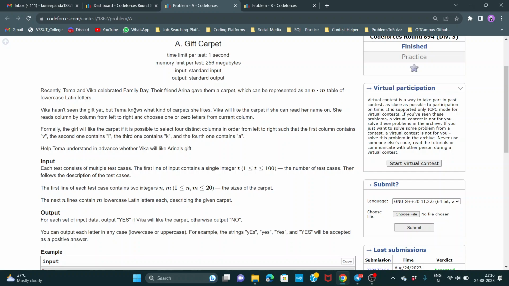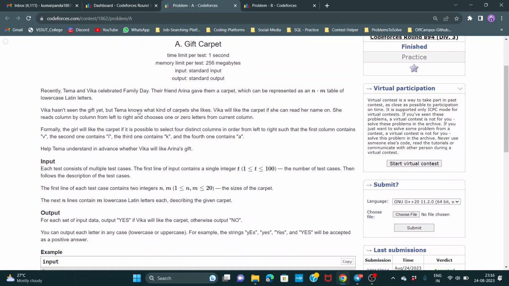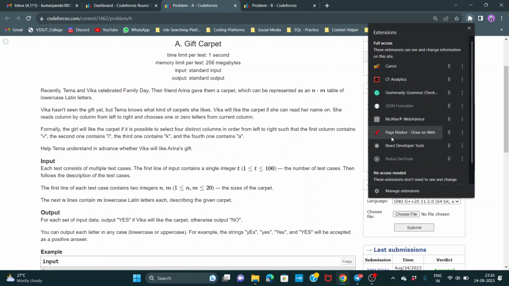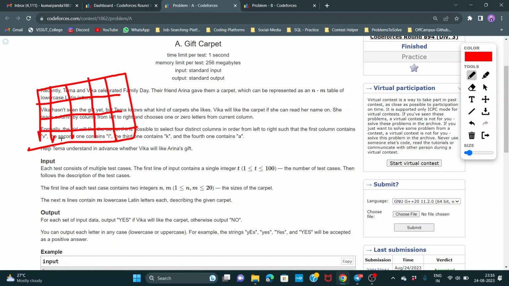Today I'll be discussing the Codeforces problems of today's Codeforces round, Division 3, 894. In the first question, basically you are given one matrix. This is an n into m matrix, with n rows and m columns.